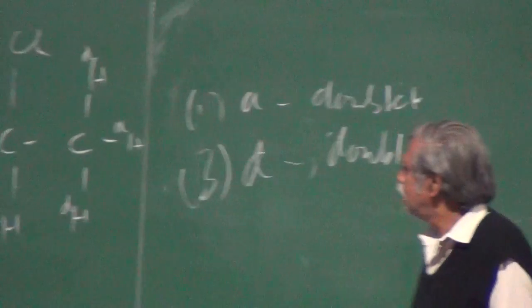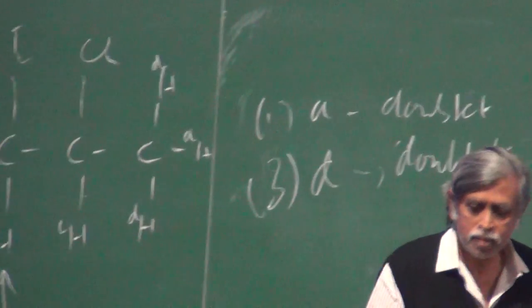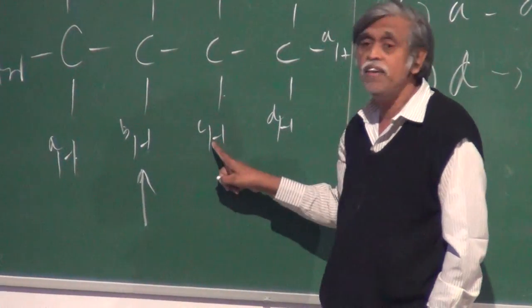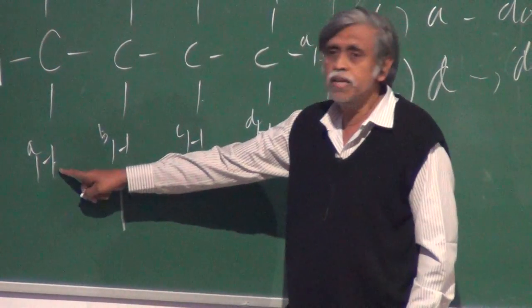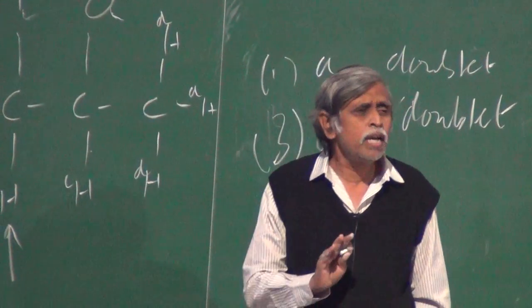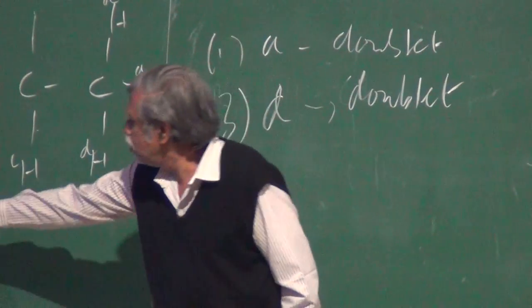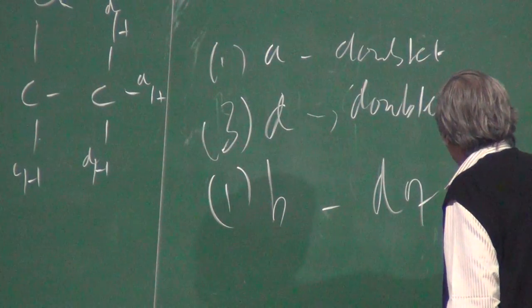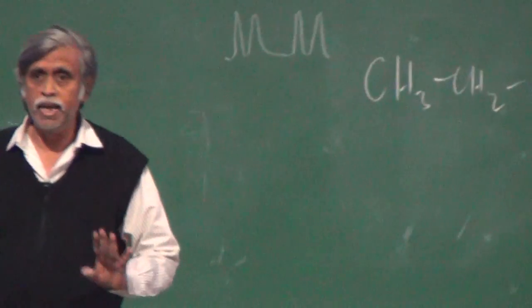A doublet. But then what will happen to B? B has got A and C flanking it, but A and C are not equivalent. So this will split, this will split, this will give me a doublet, this will give me a doublet, and therefore technically I must be looking at the possibility of seeing a doublet of a doublet for B. So one proton of B must give me a doublet of a doublet, just like the tree diagram we wrote for there.